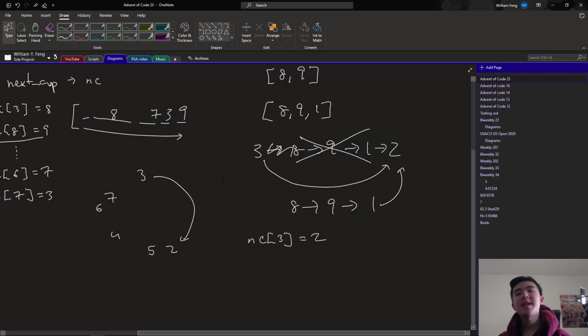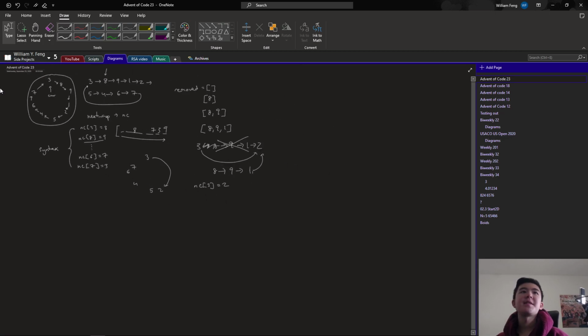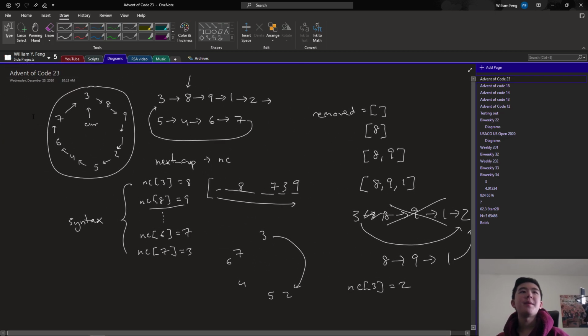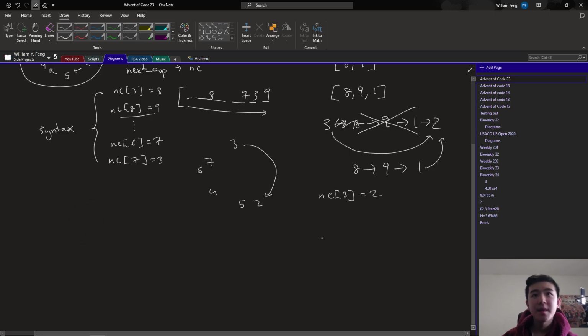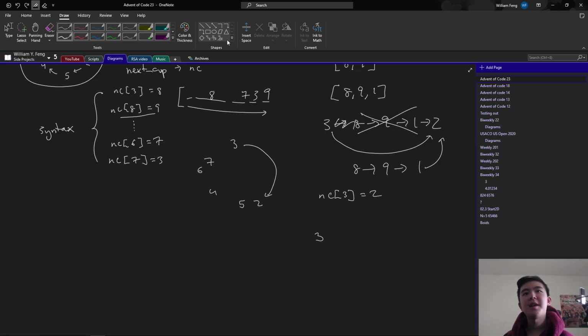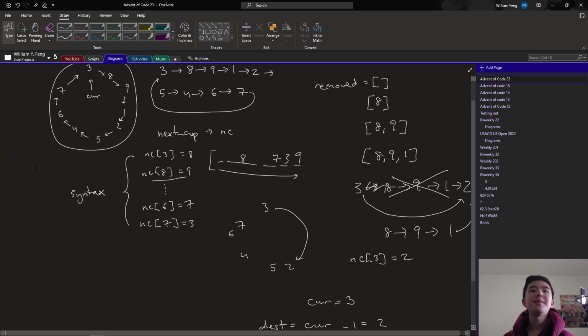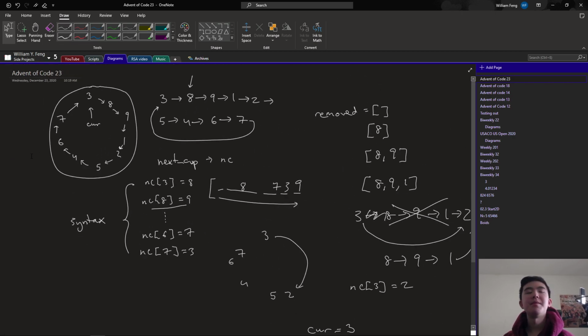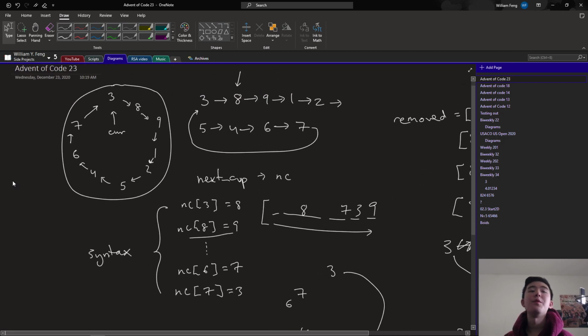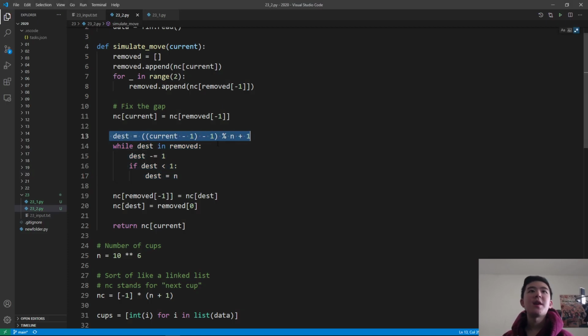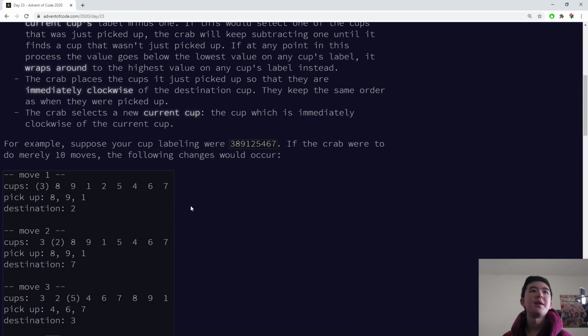After that, we want to find our destination. And this is where the real power of linked lists comes in. Our destination cup starts at 3. So this is actually our current cup is equal to 3. We subtract 1. So destination is equal to current minus 1, which is equal to 2. And we keep subtracting 1 while it's not part of the non-remove list. So while the destination cup is still in removed, this is what the problem tells us to do.